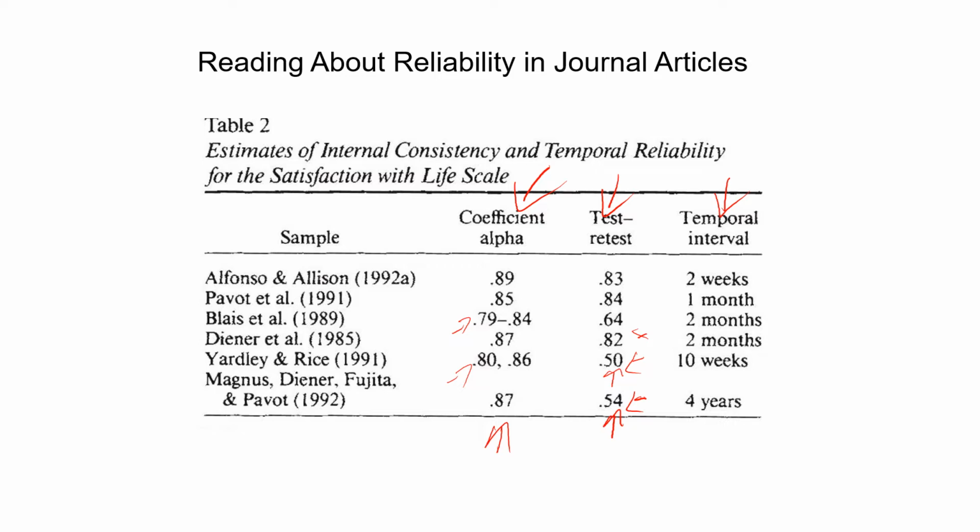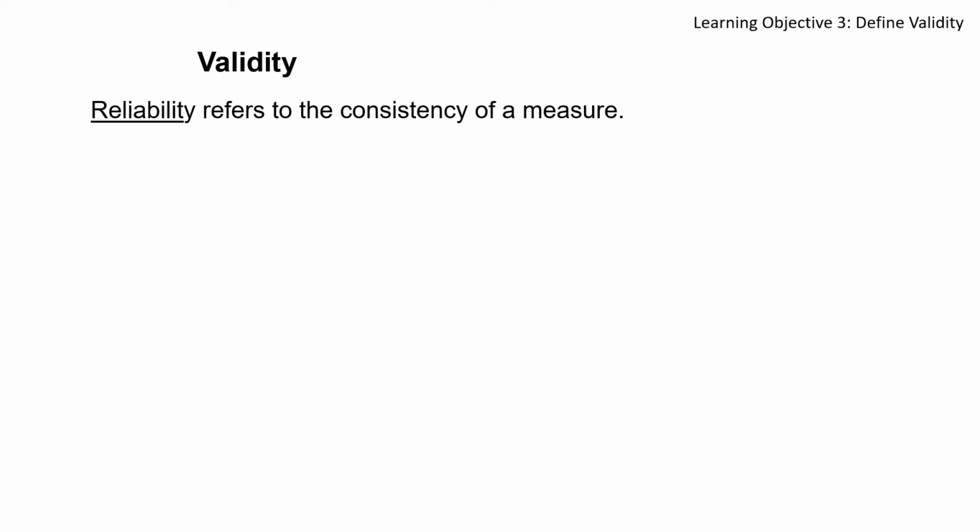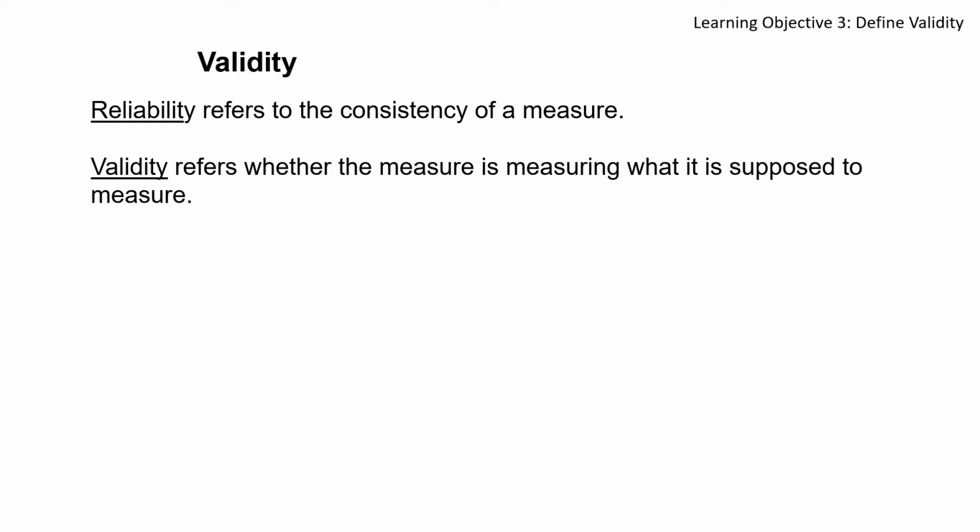So that is reliability in a nutshell, and the basics of reliability. So again, reliability referred to the consistency of a measure. Validity, on the other hand, now we're defining validity, refers to whether a measure is measuring what it's supposed to measure. A measure can have very high reliability and low validity if it's measuring the wrong thing. I gave the example of the scale that's consistently measuring 10 pounds light. It's got high reliability, test retest very high, but it's measuring the wrong weight, so it's got lower validity.